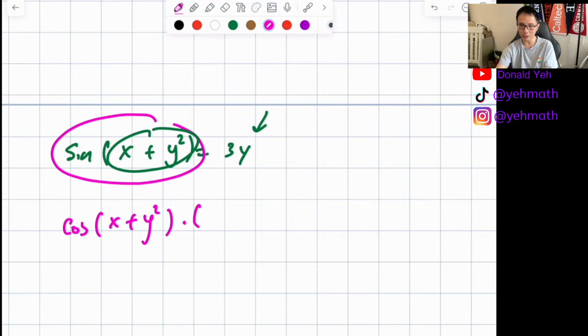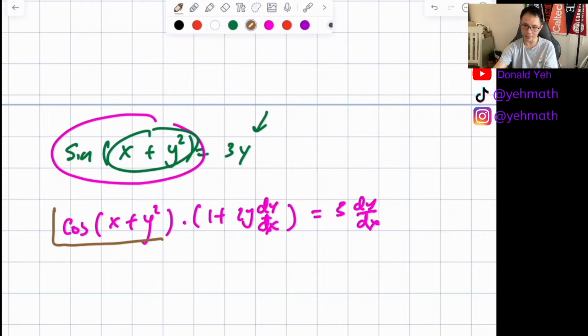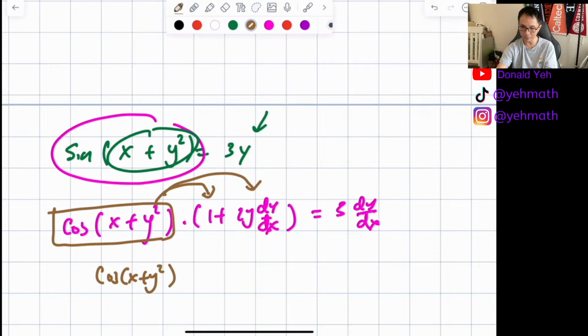Now I'm going to take a derivative of the inner layer. It's going to be 1 plus 2y dy dx. And I'm going to take a derivative of the other side. It'll be 3 dy dx. Now, what people need to understand is this is one argument. They do not break it down, but they can distribute. So I'm going to distribute to here and here. So it'll be cosine of x plus y squared, and this is one of the most common missed questions for the next test, plus 2y dy dx, because people just don't understand the argument.